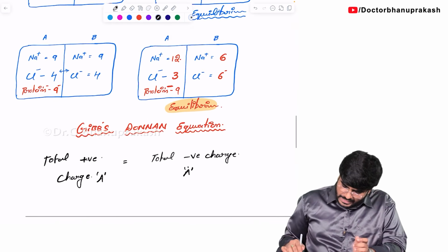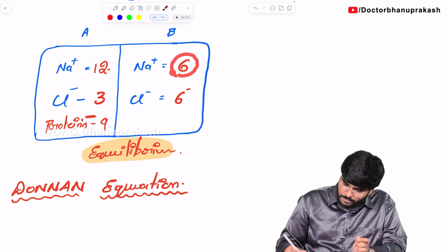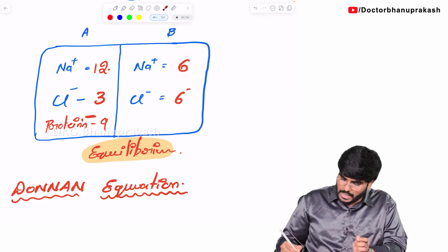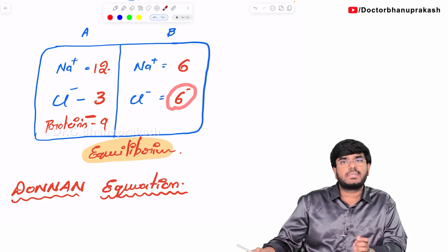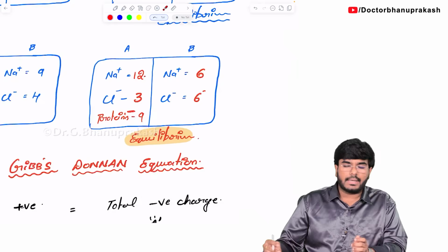Now exactly the same is true with compartment B also. How much positive charge is there? Plus 6. And how much negative charge is there? Minus 6. So positive charges and negative charges are equal in number.